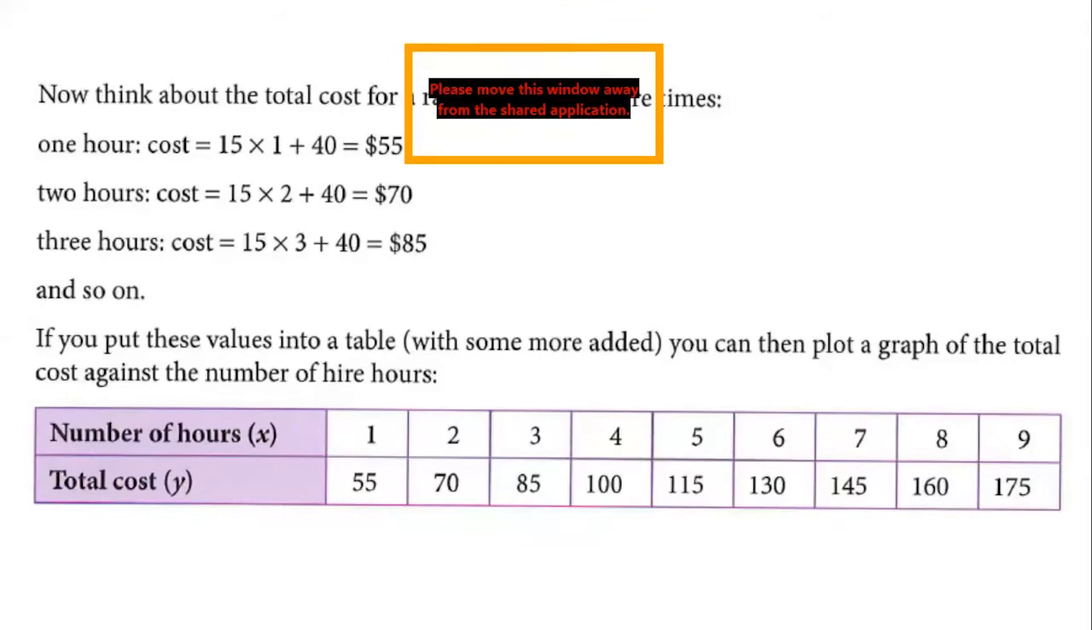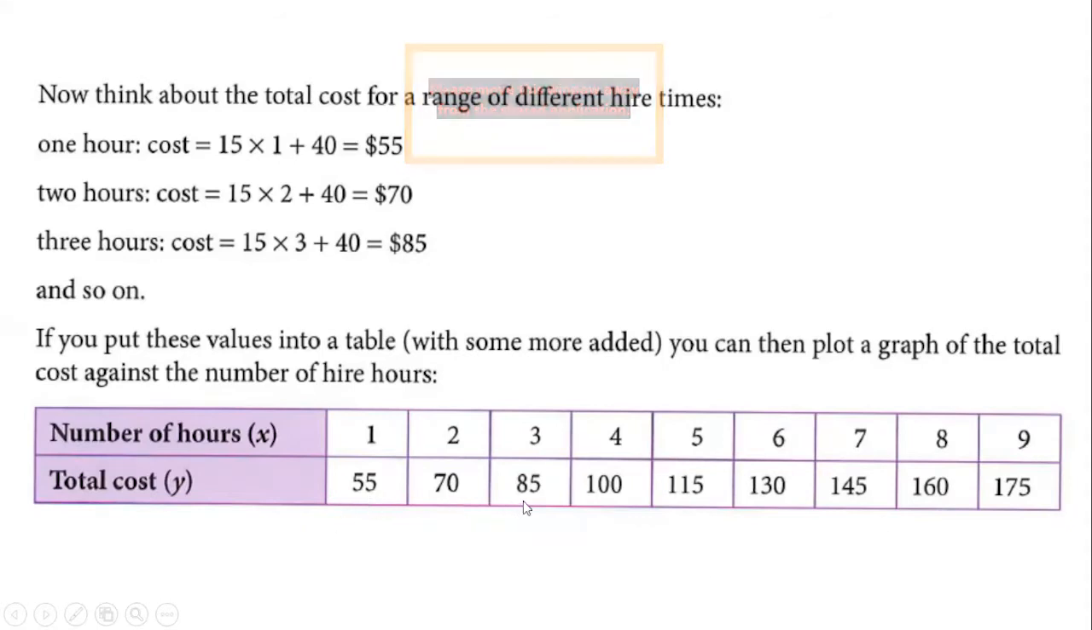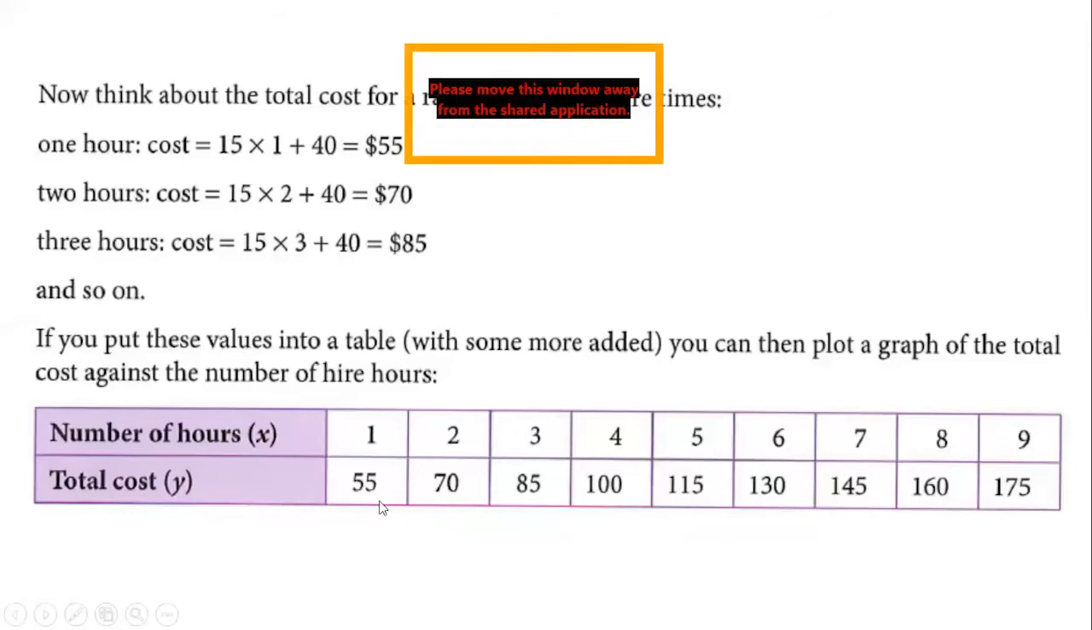So if you try using this logic and try to complete all this table below up to 9 hours, then you will have 55, then 70, then 85, then 100, then 115, then 130, then 145, and so on. So you are adding 15 to each of them. What we notice here is that we are adding a constant amount to each step to obtain the following one. This should remind you of the sequences that we learned in the past lessons, isn't it?